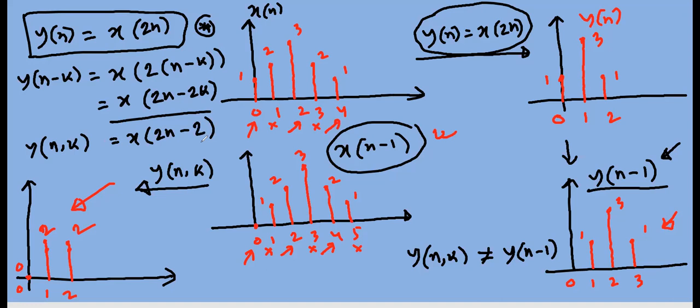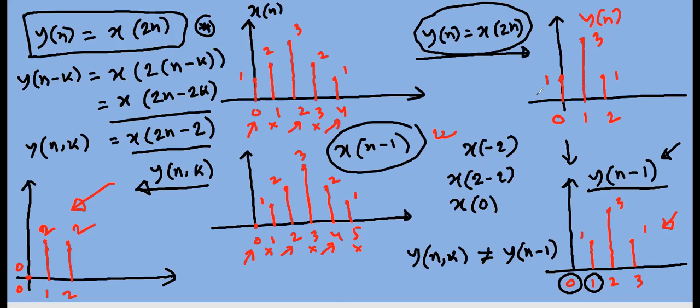Now check it for n equals 0. You will have 2 into 0 minus 2, so it will be x minus 2 for n equals 0. What is the value of x minus 2? Of course, that is 0. Now come to n equals 1. If I put n equals 1 in this equation, then we'll find x 2 minus 2, which is equal to x 0. What is the value of x 0? That is 1. X 0 is equal to 1, and you'll find that this is your 1.